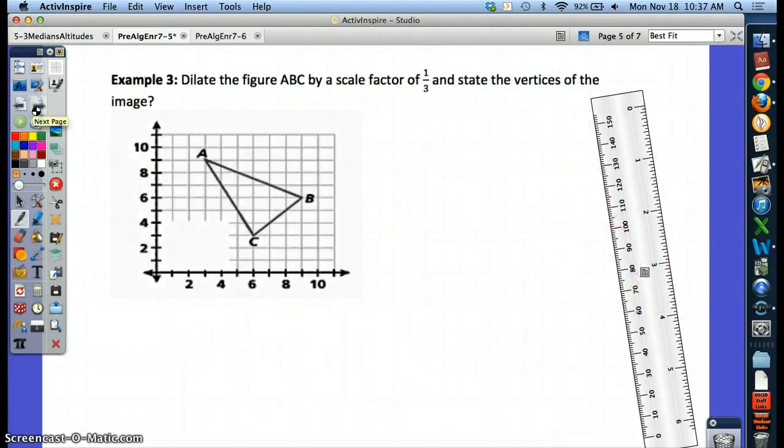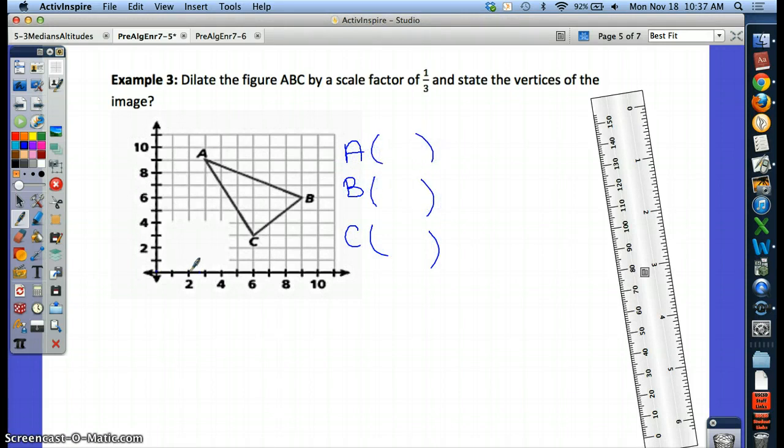And the last example, we're going to dilate a figure by a scale factor of 1/3 on a coordinate plane. So we can dilate just a regular image. Now let's dilate an image that's on a coordinate plane. Start by identifying your vertices. So what is your A, B, and C? Write those ordered pairs down.